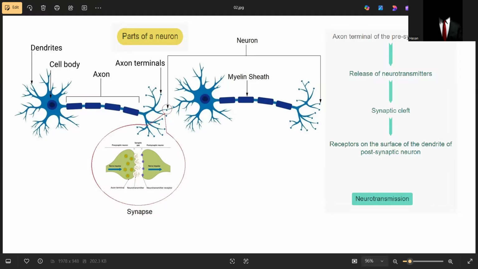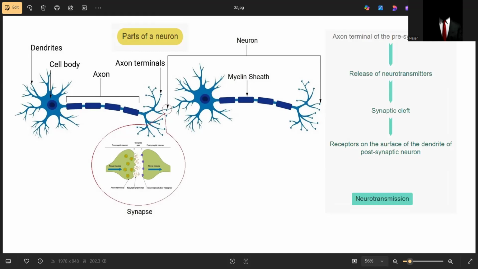A neuron has distinct parts, including dendrites, the cell body, the axon, and axon terminals. The axon is covered by a sheath called myelin sheath. Neurons come in various shapes and sizes. So, how do messages pass between neurons? Well, neurons transmit information to each other through a process known as neurotransmission, which is signals transmitted between them.